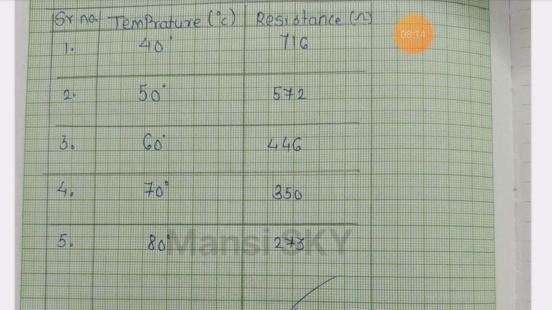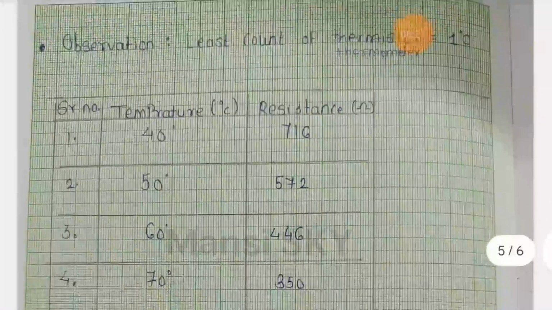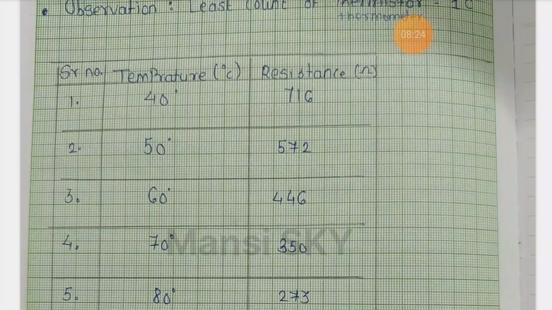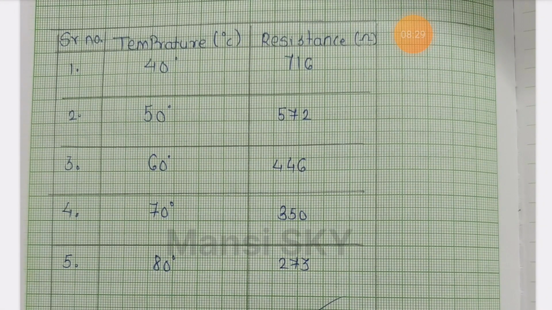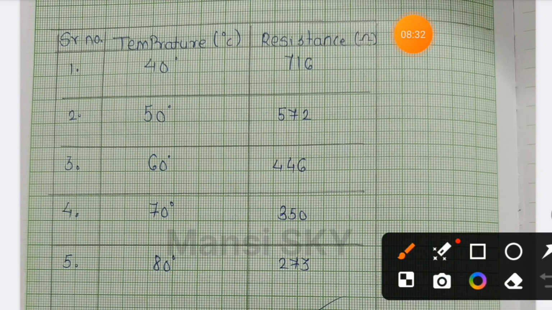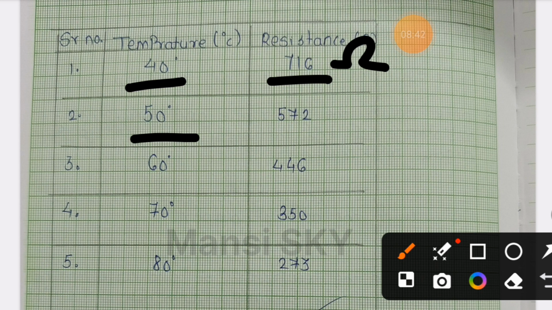taking readings from a temperature of 40 degrees Celsius. When the thermometer hits 40 degrees, after that you have to start noting down the resistance. Okay, at 40 degrees Celsius, what did I get? At 40 degrees Celsius I got 716 ohm resistance. Then at 50 we got 572. Then at 60 we got 446 ohms.